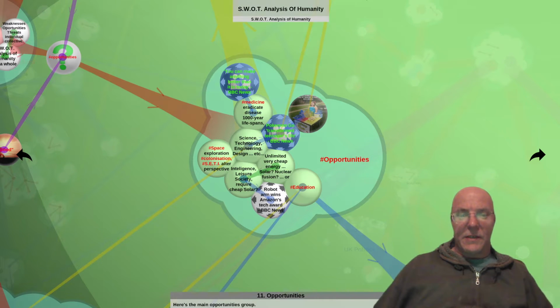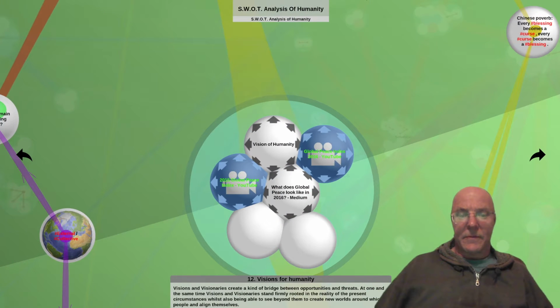11. Opportunities. Here's the main opportunities group. 12. Visions for humanity. Visions and visionaries create a kind of bridge between opportunities and threats. At one and the same time, visions and visionaries stand firmly rooted in the reality of the present circumstances, whilst also being able to see beyond them to create new worlds around which people can align themselves.